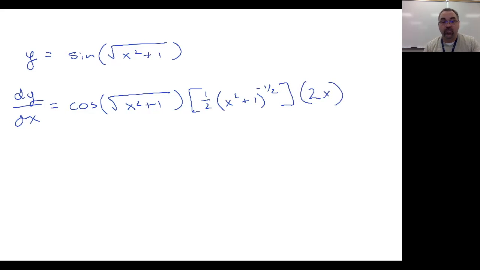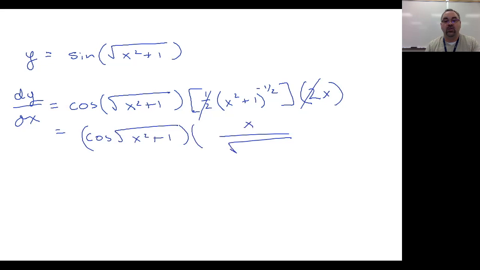And now we clean this up. You see how we have a 1/2 and a 2 multiplied together? Those will cancel each other out. And so we get the cosine of the square root of x squared plus 1 times x over the square root of x squared plus 1. Yeah, the chain rule really adds a layer of complexity to our other derivatives that we had previously. And unfortunately, it is unavoidable.